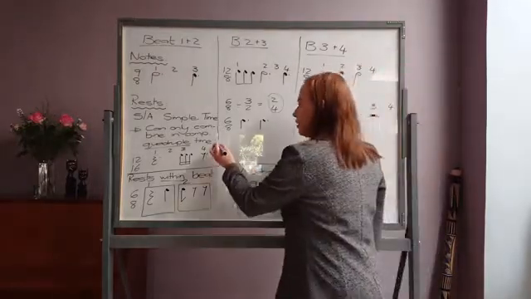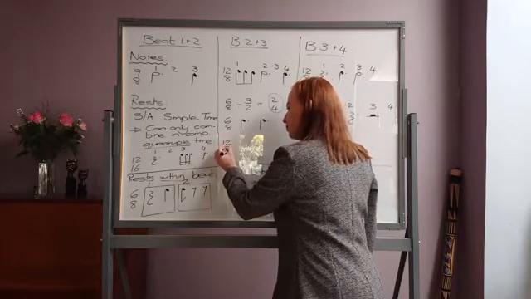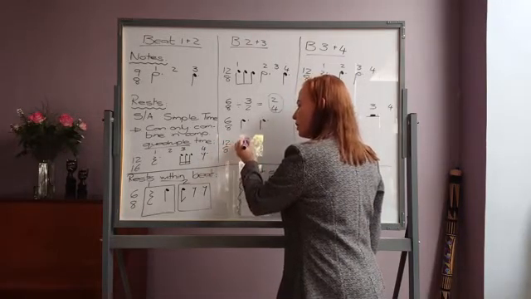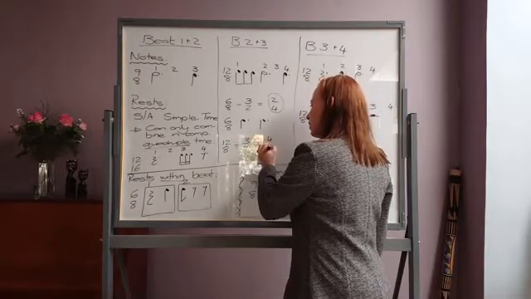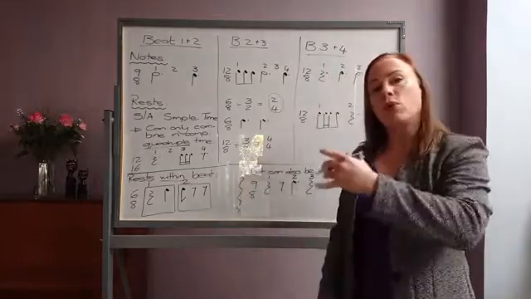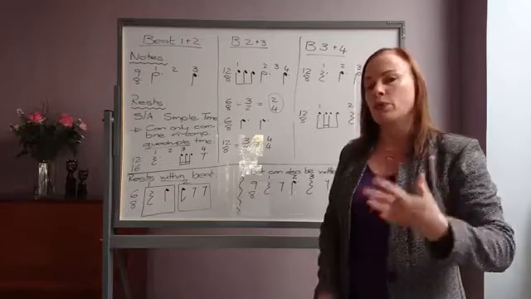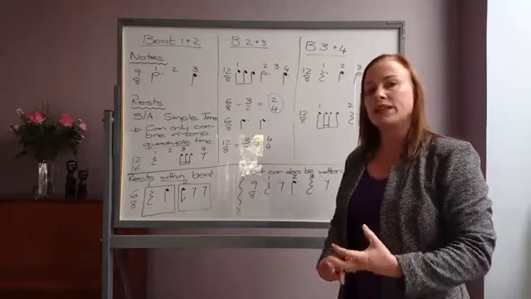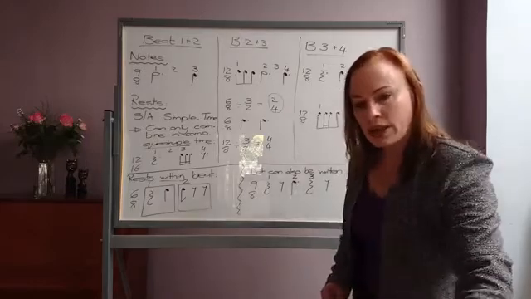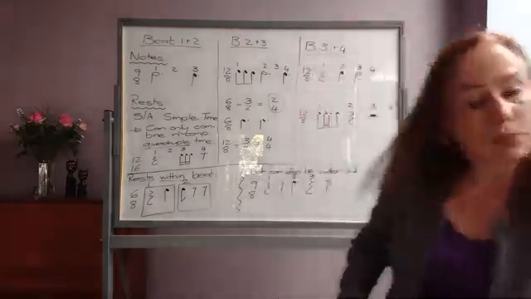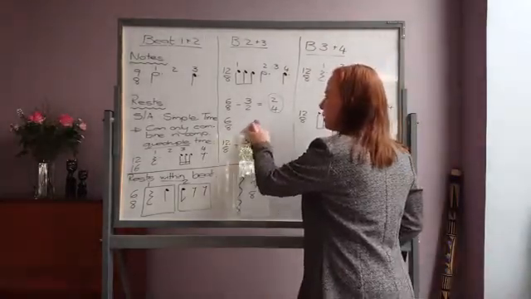If we take something else, say 12 over 8, we do exactly the same calculation, divided by 3 and 2, and that is going to give us 4 over 4, meaning 4 dotted crotchet beats in a bar. So that is how we work out our number of beats and the value of a beat in compound time.